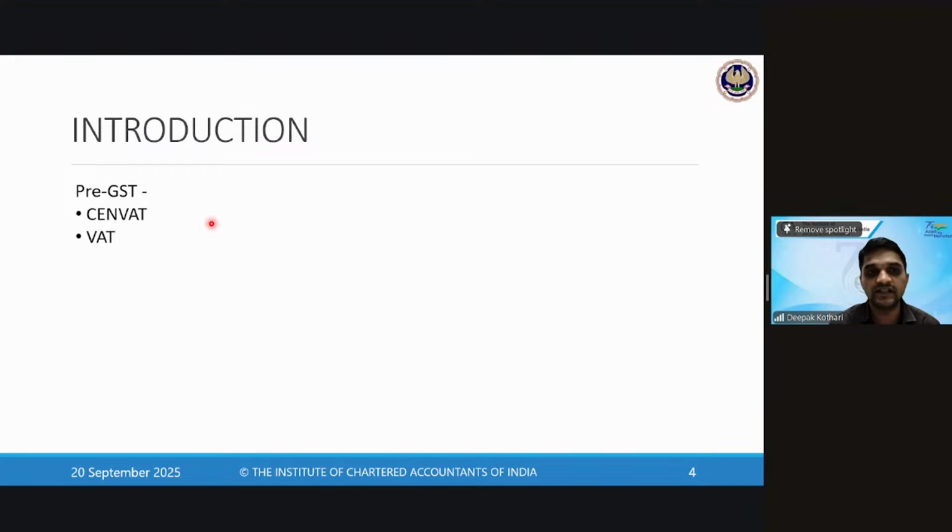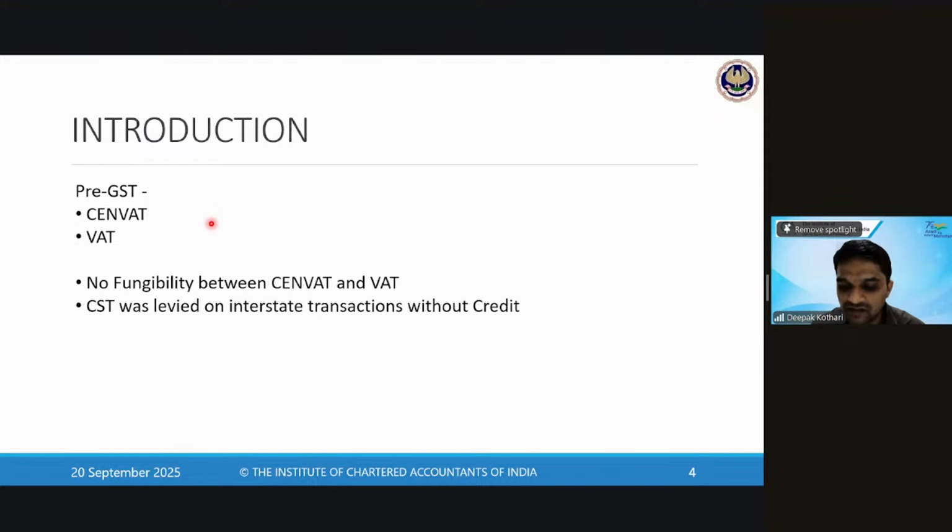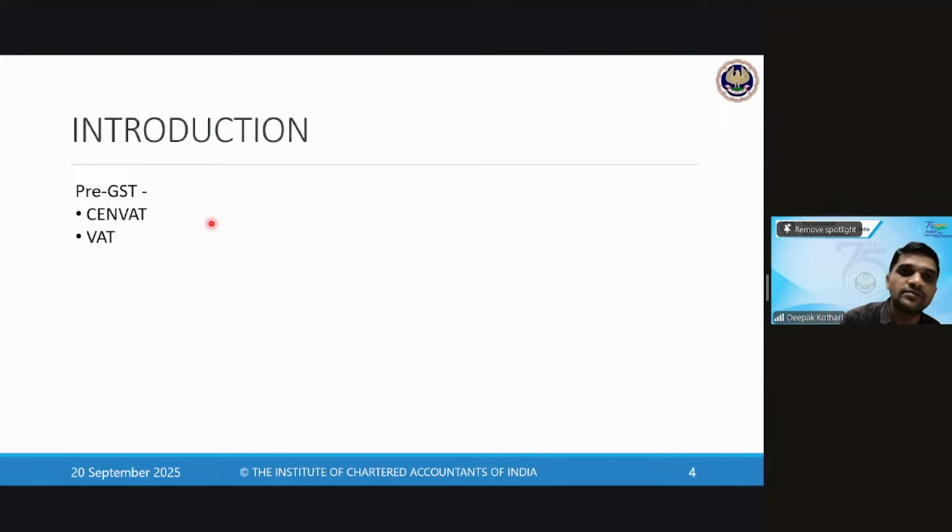Because before GST, that credit used to come in terms of SENVAT and VAT. Now, what is SENVAT? SENVAT means when a manufacturer sells the goods, he will charge the tax which is called excise duty, or SENVAT. SENVAT is a combination of central plus VAT. That's why it is called SENVAT, and that value added tax was charged by the central government.